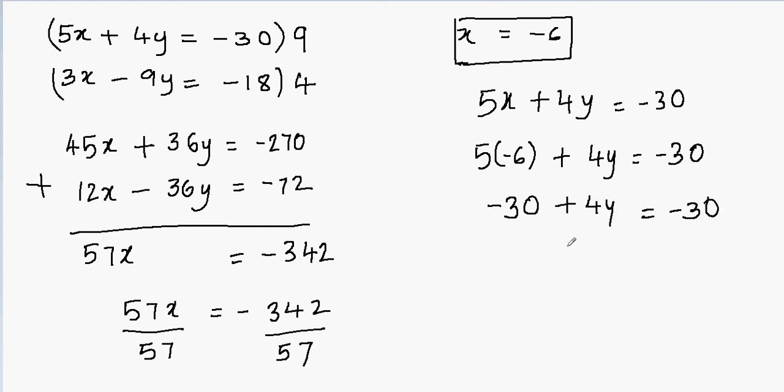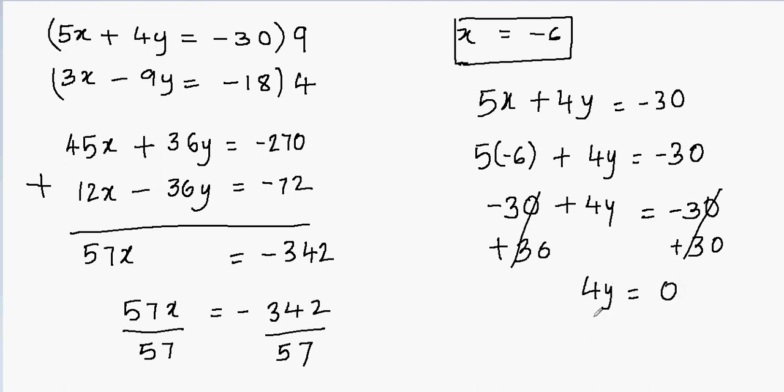Now, I want to find the value of y, so I want y by itself. First of all, I will have to get rid of the negative 30 from the left hand side. So what do I do? I add 30 on both sides. You can see that negative 30 and positive 30 cancel out each other. Here also the same thing, negative 30 and positive 30 cancel out each other. So I'm left with 4y equals 0.